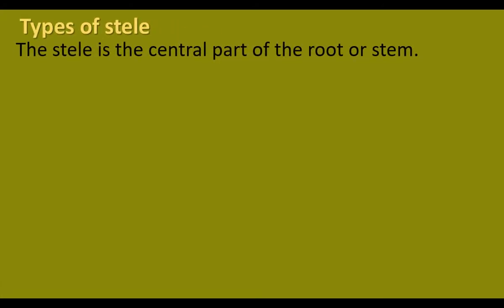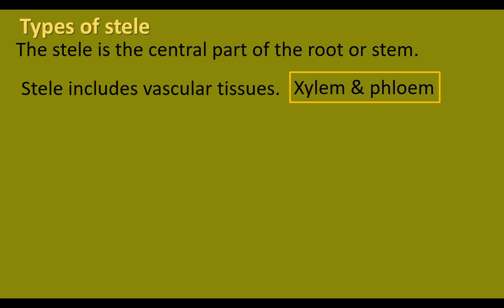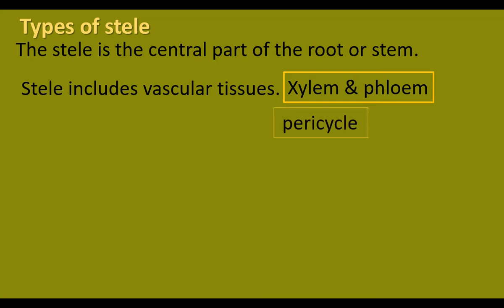The stele is the central part of root or stem. It includes vascular tissues. We know that xylem and phloem are the vascular tissues. In the stele, outer part of the vascular tissues are covered by pericycle. At the center, pith is present. So stele constitutes xylem, phloem, pericycle and pith. Pericycle forms the outer part of the stele. Pith forms the central part.